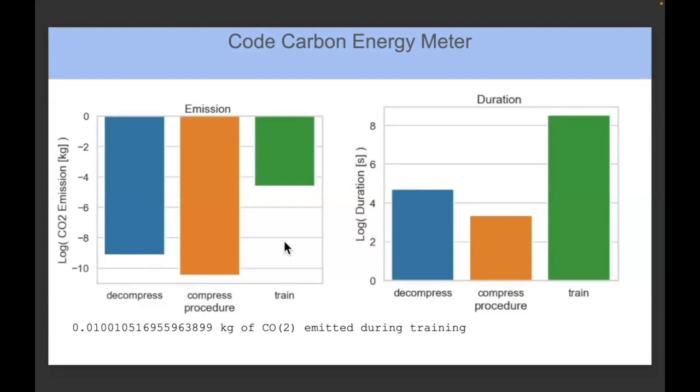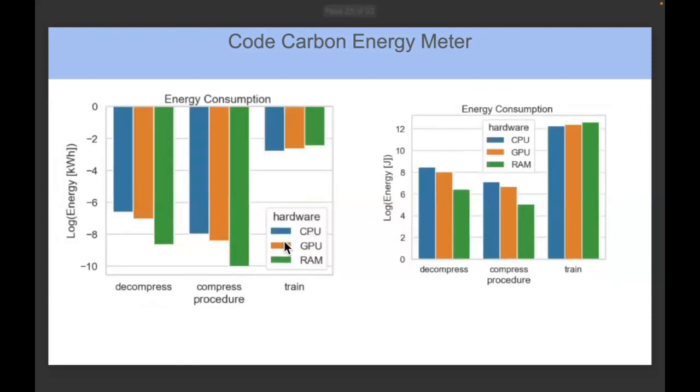And I put these plots in log scale in order to make them a bit comparable, because the training takes much more time than compression and decompression. So here you can see similar plots, but for the energy in kilowatt-hours and in joules for three of these procedures, and for each of the hardware parts.